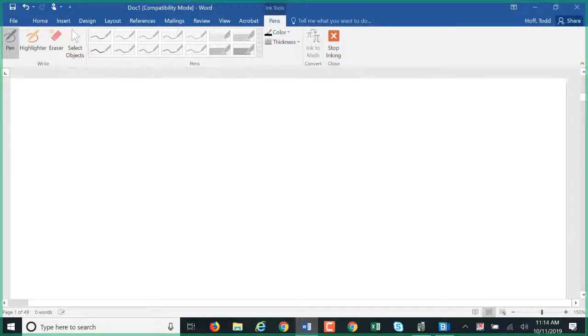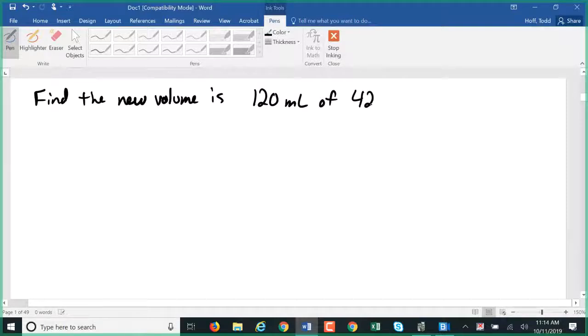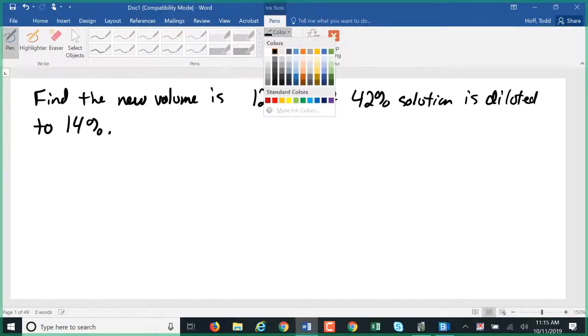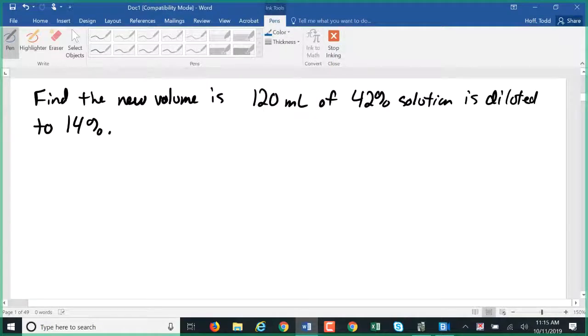So a little bit of a variation on this. Find the new volume if 120 milliliters of 42% solution is diluted to 14%. I'm going to give you guys a minute to set that up and figure it out. See if you can come up with it.